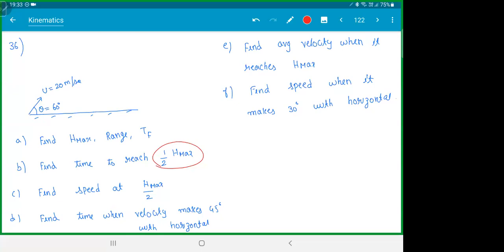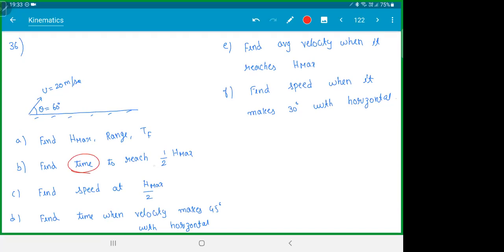Vertical or horizontal? Vertical, right? Clear? See, that is how your thought process should go. Don't always jump into problem solving without understanding what you're doing. Always go with a plan. So here I am talking about half of h max. You're talking about vertical, and you're asking for time.